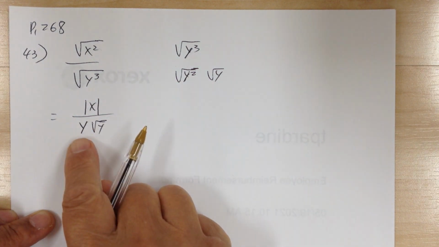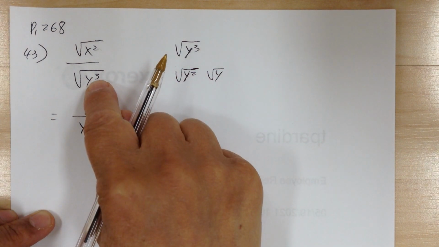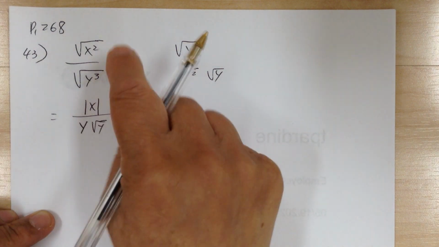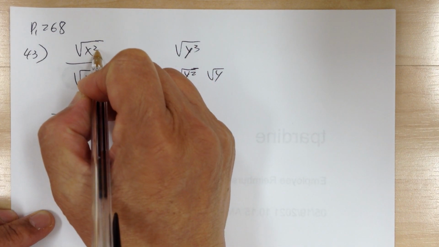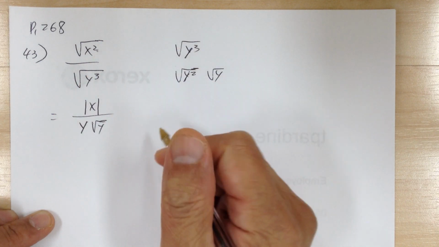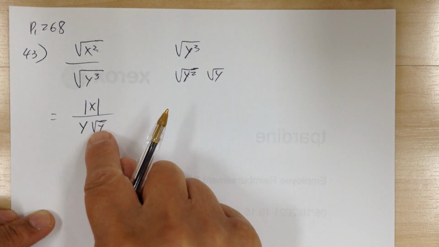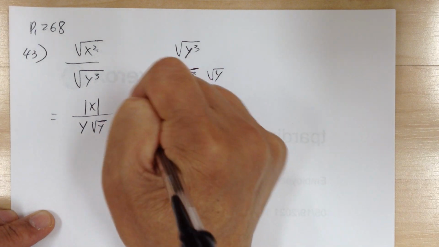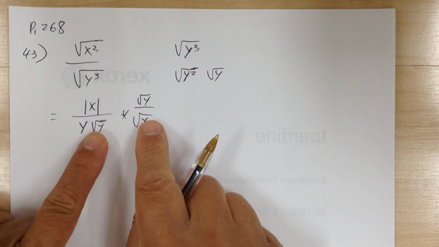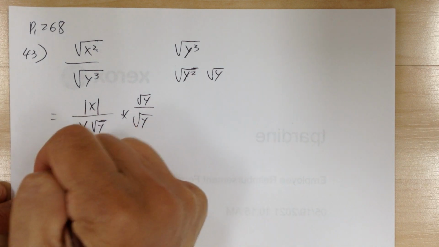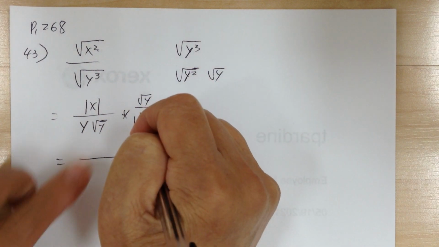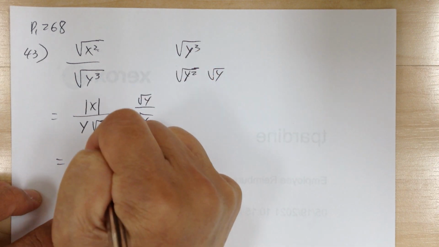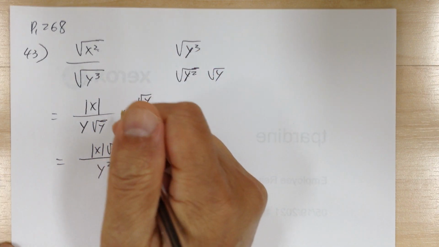Now you don't need to have absolute value because you start with a cube. You only have absolute value when the exponent is even, like 2, 4, 6, 8, right? So now you have to get rid of the square root on the bottom. So you need to multiply by square root of y over square root of y, because you need to get 2 radicals to make an integer, right? So you end up with a y squared on the bottom, and on the top you get absolute value of x, square root of y.